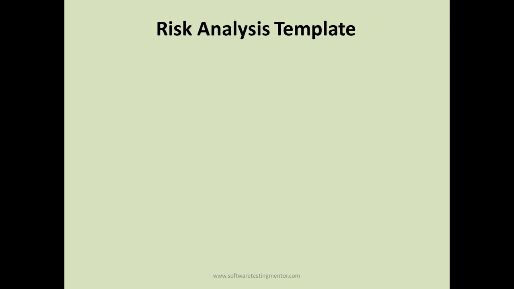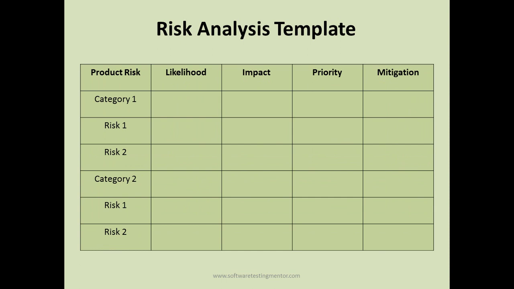Then here is a basic risk analysis template that you can use. It is based on different categories. For category 1, what is the likelihood, what is the impact, the priority, and what is the mitigation plan for that. Based on the categories, you can have risk 1, risk 2. You can just keep writing down the risks based on the categories. Then you can decide on the likelihood based on the discussions and brainstorming sessions that happen.